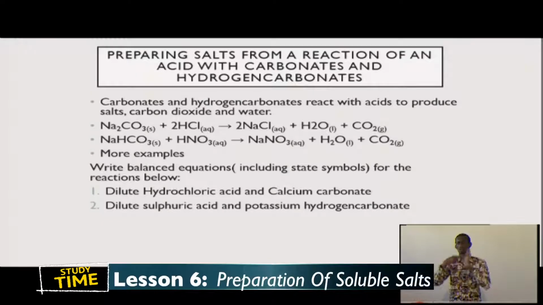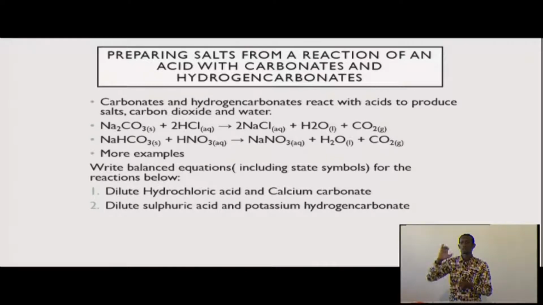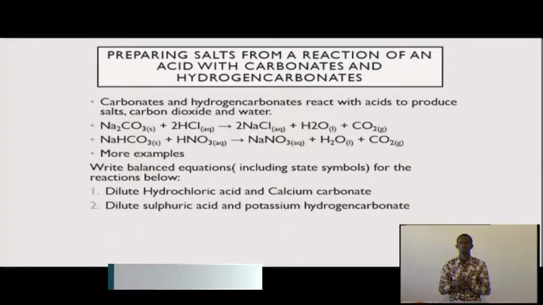How do we know those state symbols? We said the acids are dilute. If they are dilute, then they are in water, so it is in aqueous solution. And the salts we are preparing are also soluble in water, so they will be in aqueous form. And water is liquid, and carbon dioxide is a gas at room temperature and pressure.